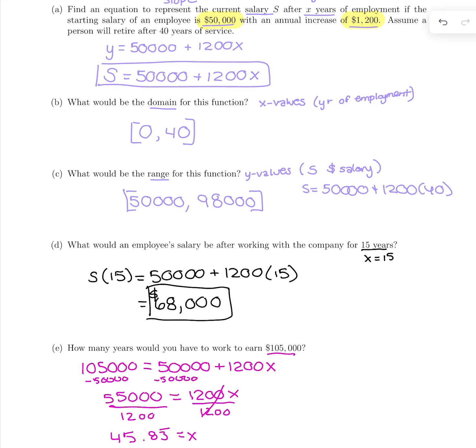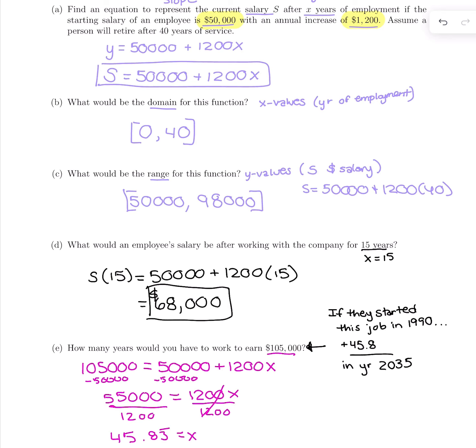We're going to think about most of these problems. We would typically be given a year. So if they started this job in 1990, let's say, what year would they earn that 105,000? It would be plus 45.8 years from 1990. So we'll take 1990 plus 45. If it said in which year does this happen, it would be in year 2035.